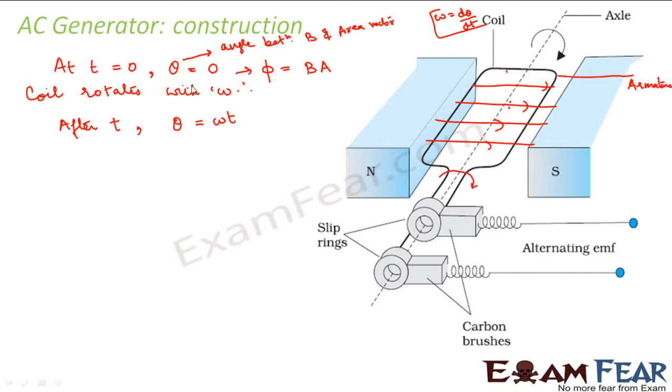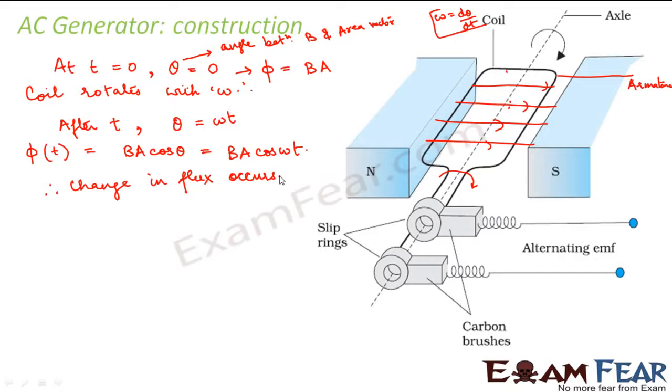So for this coil, theta is changing, that is, angular displacement is changing. Because of this change, the magnetic flux is changing. So the flux at time t will be equal to BA cos theta, which we can write as BA cos omega t. As I already mentioned, if theta changes, that is, if the orientation between the magnetic field and the area vector changes, then there is a change in flux.